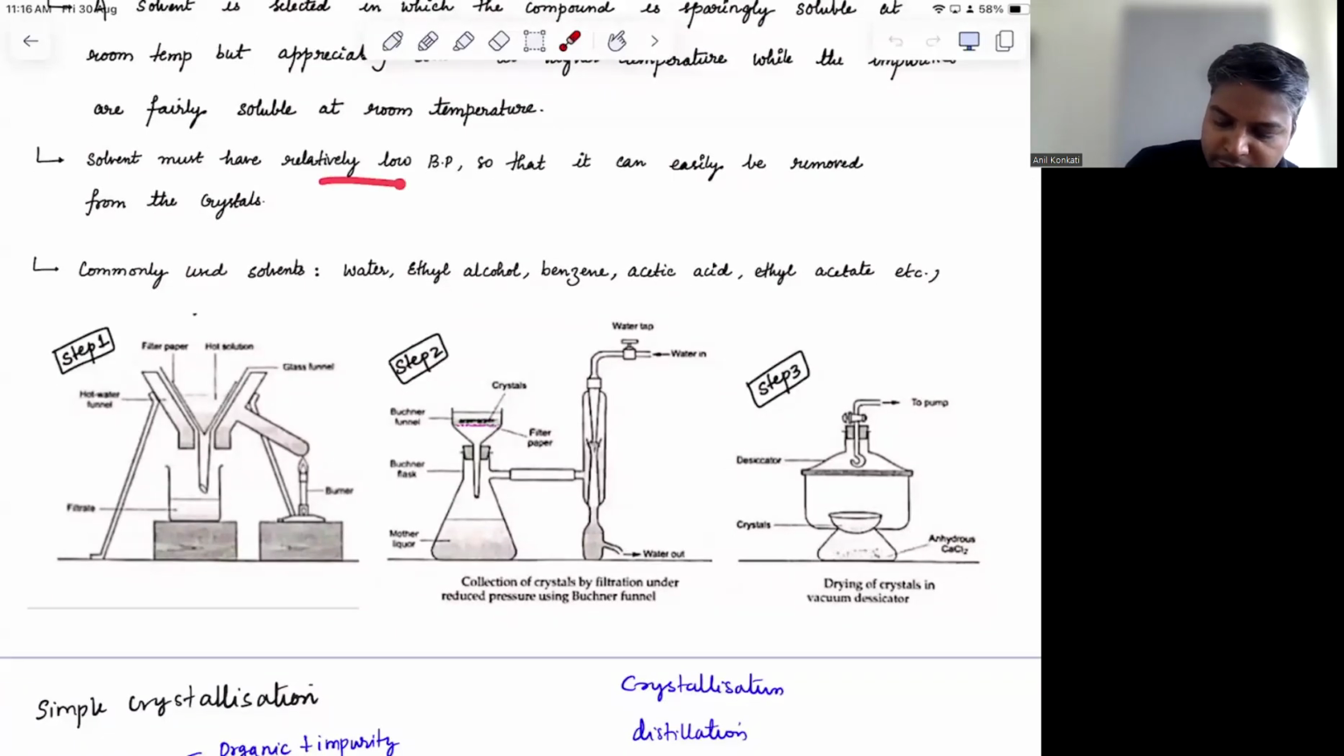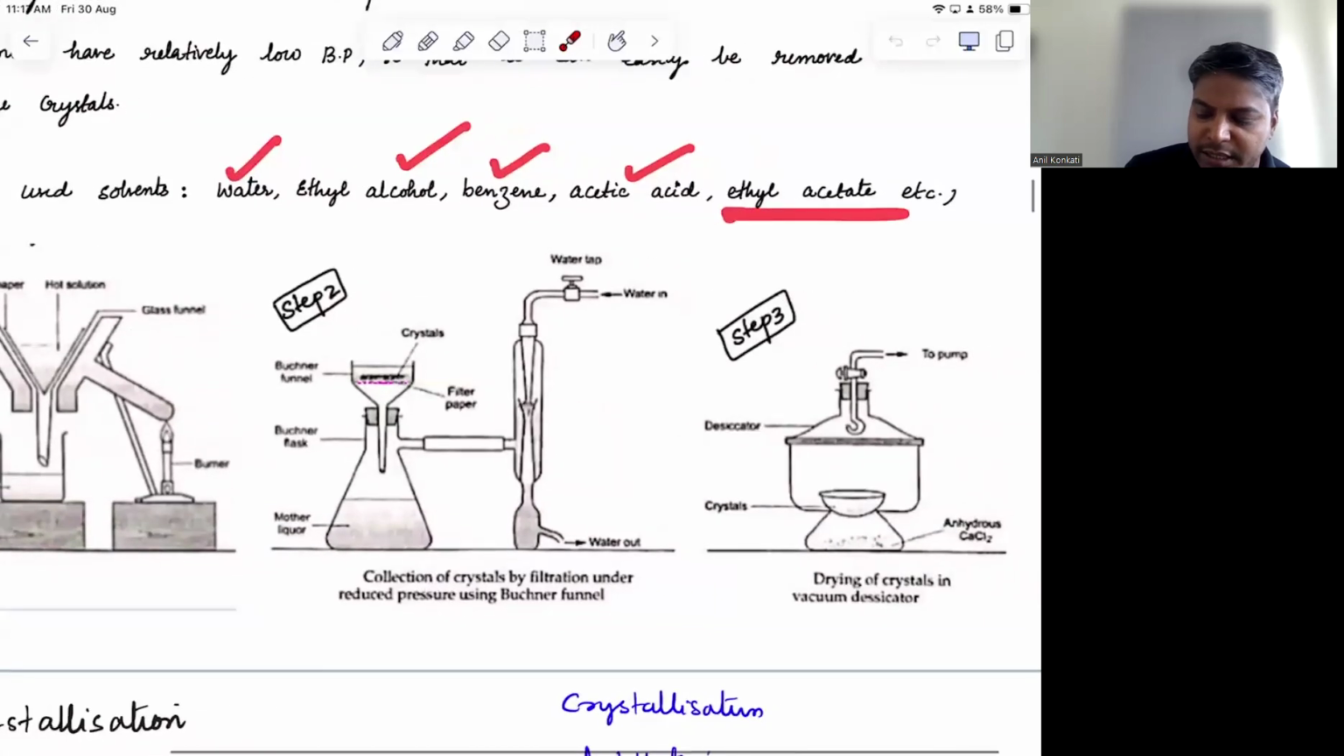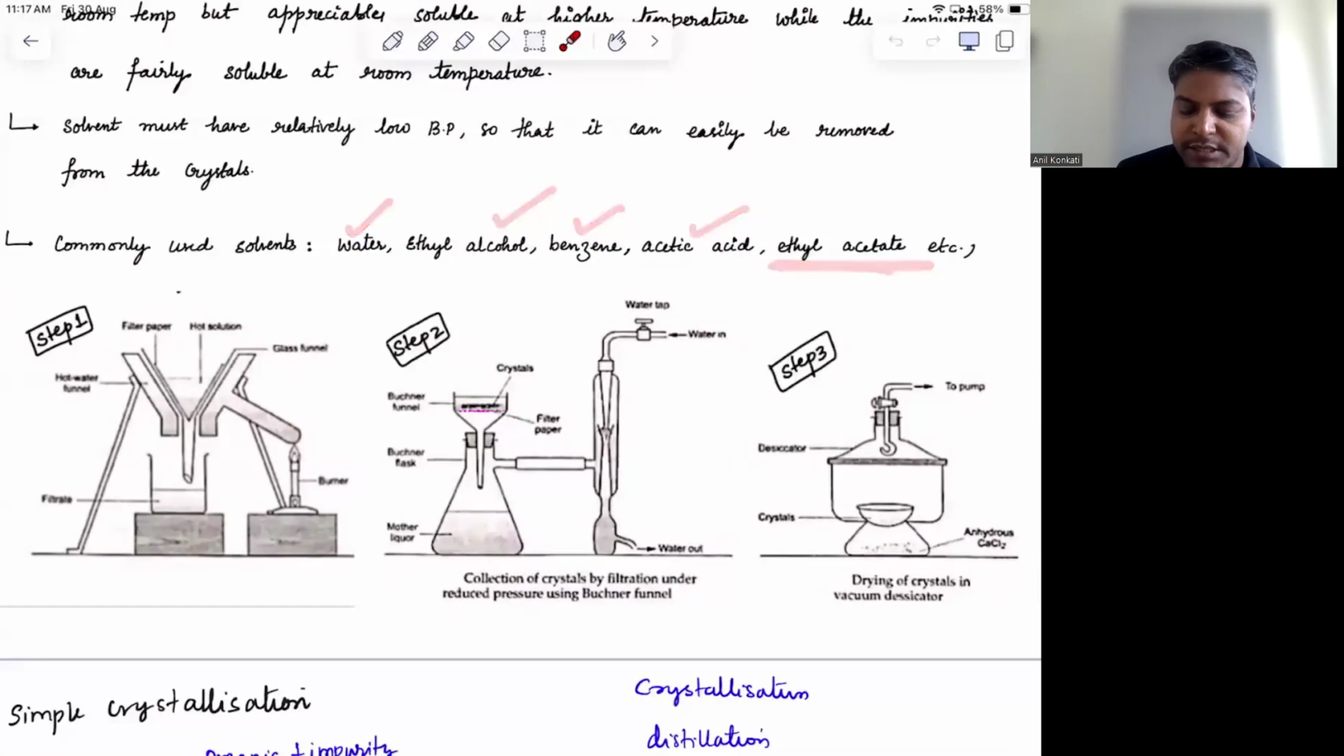So a solvent must have a relatively low boiling point so it can be easily crystallized. Commonly used solvents include water, ethyl alcohol, benzene, acetic acid, ethyl acetate. These are very commonly used solvents. This solvent will dissolve the organic compound which we require, and the rest of the impurities will remain back. That is typically how it is done.